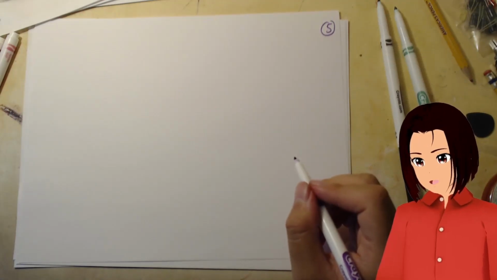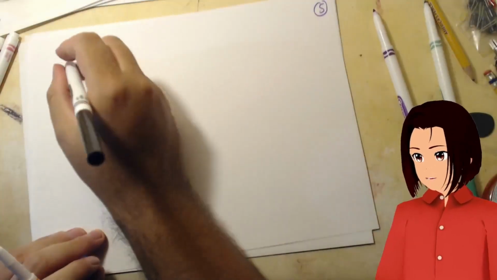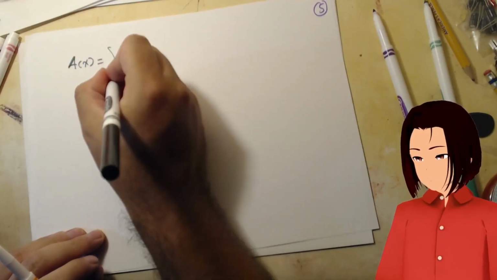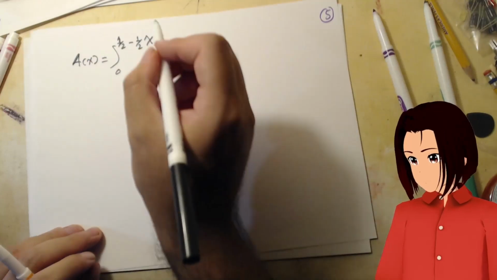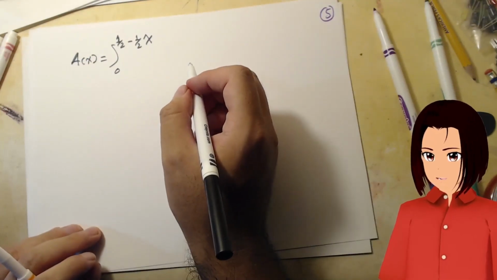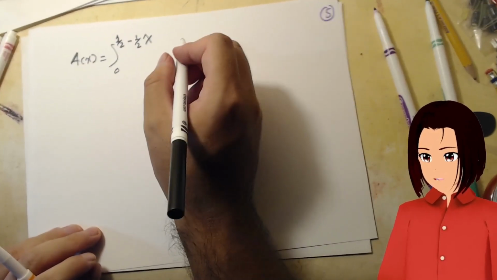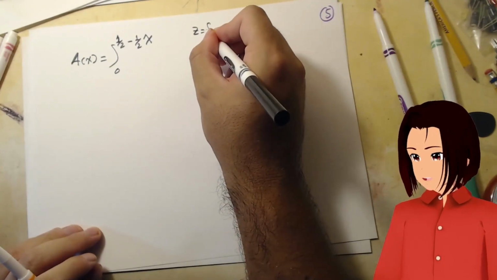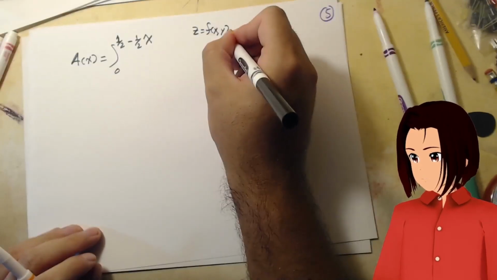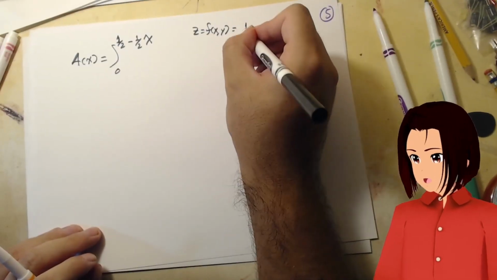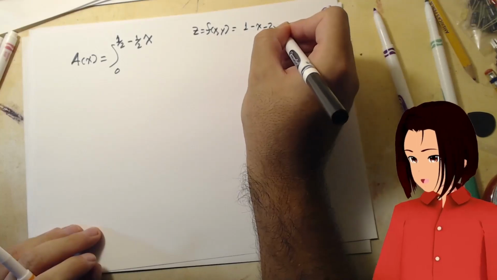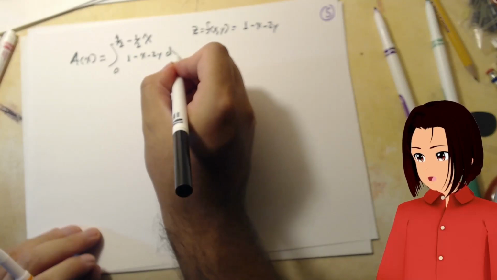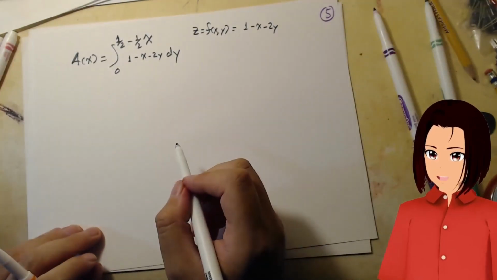So we can set up the integral. We'd have a of x equal to 0 bounded by 1/2 minus 1/2 of x. And our function, z is equal to a function of x and y, and that would just be 1 minus x minus 2y. So we just write that here. And then we have our dy. And there we go. We got that.